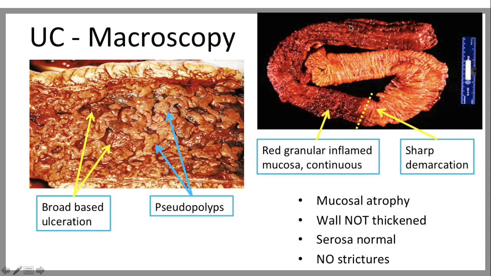The continuous manner of that inflammation is often characteristic in the sense that it leads to a sharp demarcation between the inflamed areas, which are really red and granular, with all the other features of inflammation, and it often has a very sharp demarcation with the proximal normal appearing mucosa. The mucosa is atrophied, the wall is not thickened, the serosa tends to be normal, and there are no strictures. So these are the pertinent differences between UC and CD.